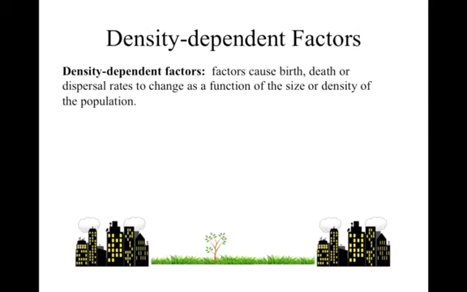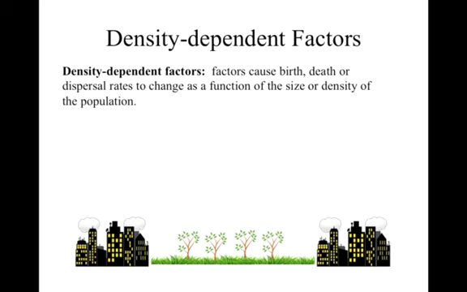So the other class of factors that can limit population growth are what we term density-dependent factors. Now, these are factors that cause birth, death, and dispersal rates to change, but they do so as a function of the size or density of the population. So you can imagine I've got this tree growing in this park in the middle of a city. And the population of trees will double, and then it'll double again. And then at some point we reach a population size where there's just no more space left.